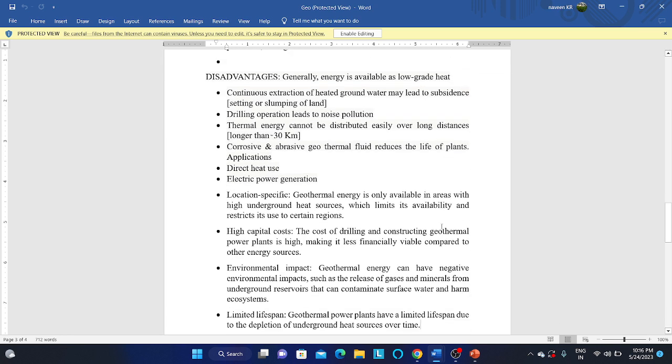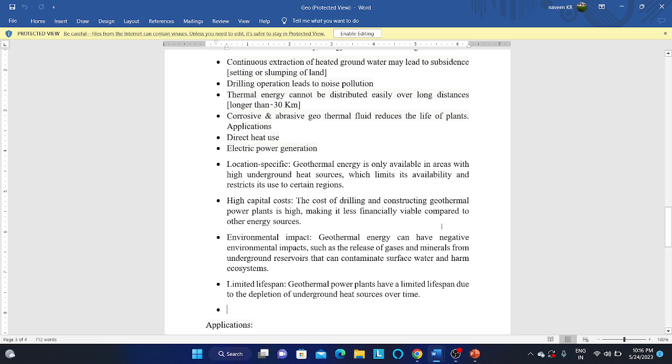You see, there are also some disadvantages of geothermal energy given below. Let's go through this. Generally, the energy is available as low grade heat. Continuous extraction of heated groundwater may lead to subsidence. This is the major disadvantage of geothermal energy. Drilling operation leads to noise pollution. Thermal energy cannot be distributed easily over long distances. Corrosive and abrasive geothermal fluid reduces the life of plants. Some of the applications are also given below.